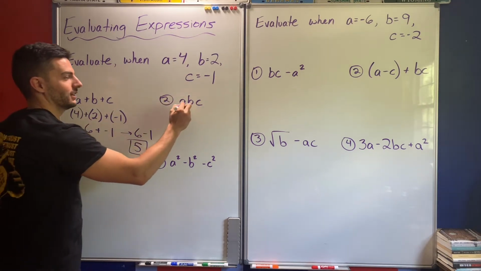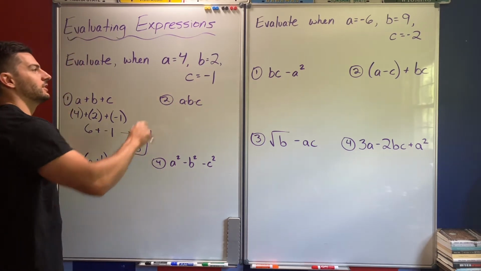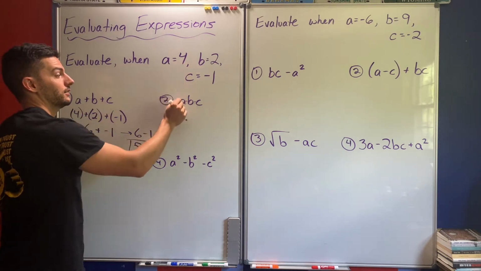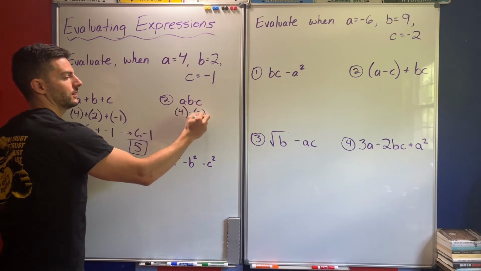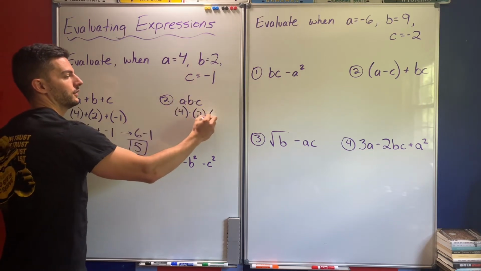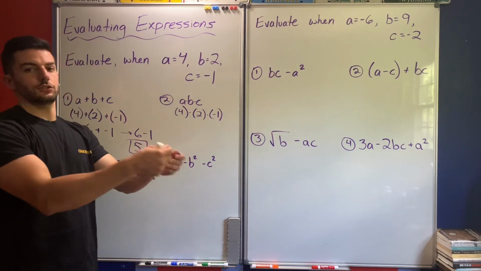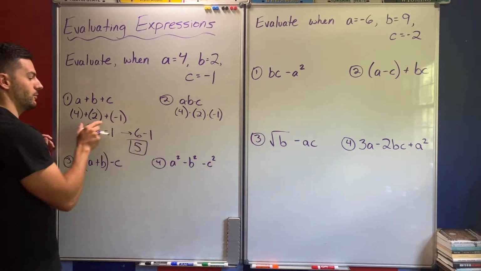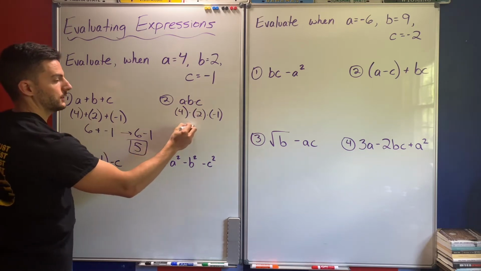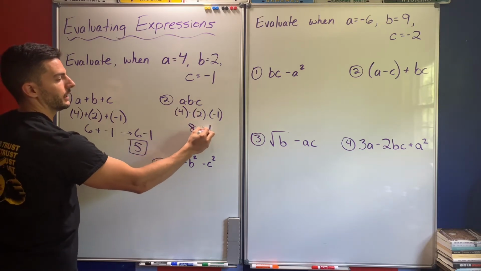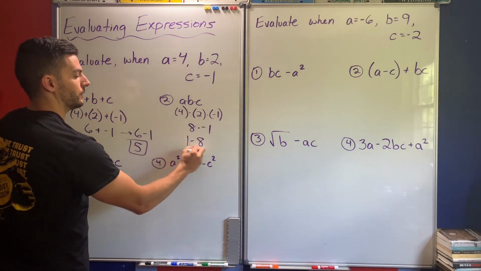So, again, it's not showing it here, but there's multiplication happening. A times b times c. Okay, so I'm going to substitute in 4 for a, 2 for b, and there's multiplication in between these. Don't forget that. And then -1 in for c. So really what I'm doing is multiplying 4 times 2 times -1. Same as with the adding, let's multiply 2 at a time. So 4 times 2 is 8, and then 8 times -1, well, that's just -8, okay?